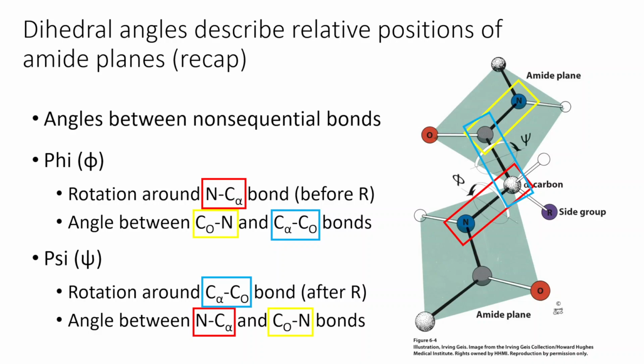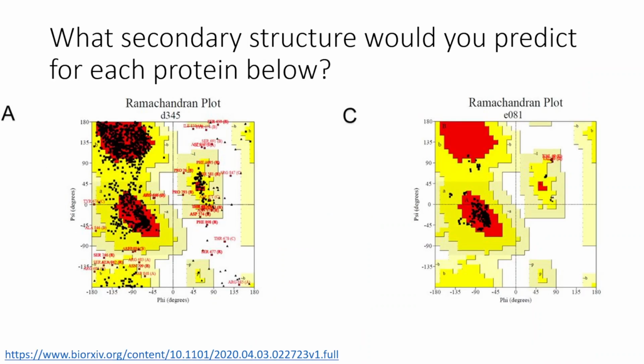Okay, so we ended on Monday talking about dihedral angles. Today we'll do a couple more questions. So we'll start with a Ramachandran plot for a real protein. For this question, we have plots that have phi and psi angles, and they look a little bit different than the plots we saw from the textbook.